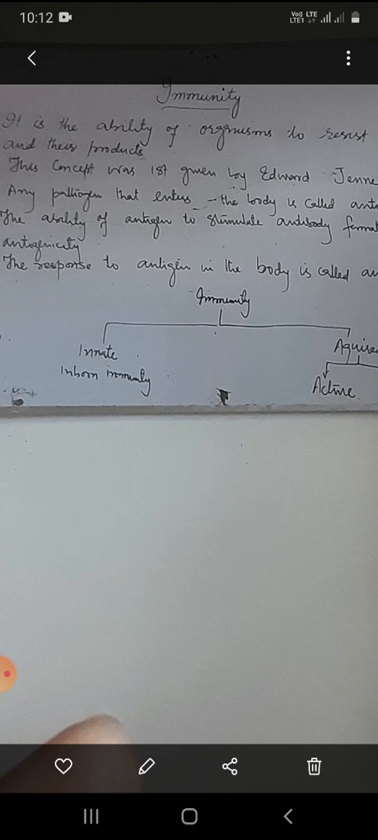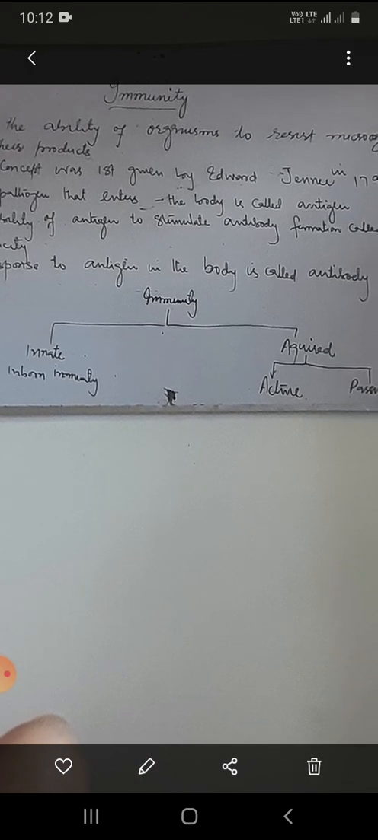Now this immunity, against infection, is of two types. One is called innate immunity, that is, inborn immunity. It is the immunity acquired by the individual genetically from their parents. It is called inborn immunity. It may be non-specific, because the individual acquires this inborn immunity from their parents. It is a genetic immunity.